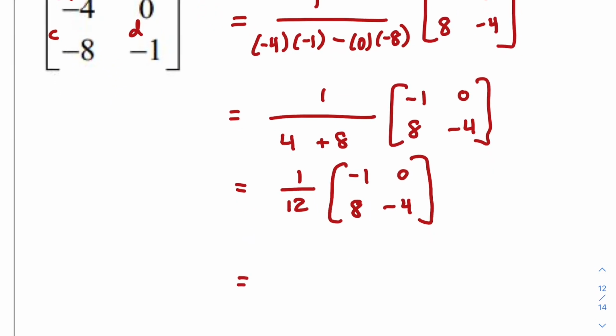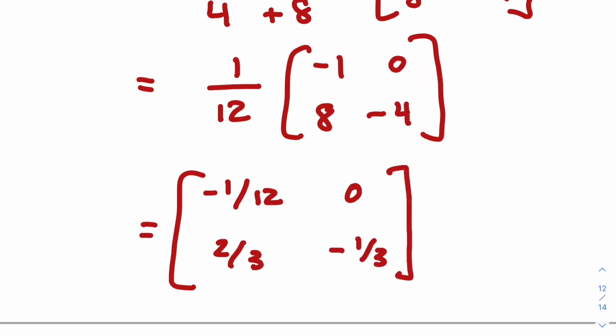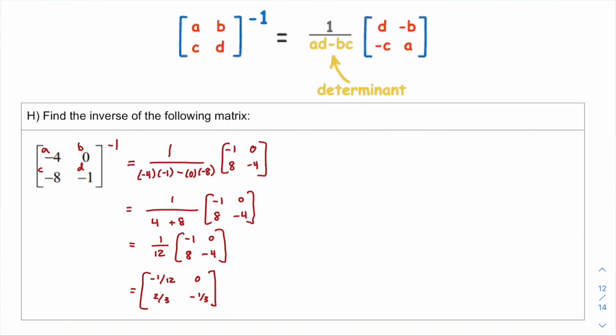And then you're going to go through, and you might need to do it in your calculator, but most of you could probably do it in your head. Do the multiplication and simplify. So your final answer would be negative 1 over 12, 0. 8 over 12 would reduce to 2/3. And then negative 4 over 12 would be negative 1/3 as your final inverse.